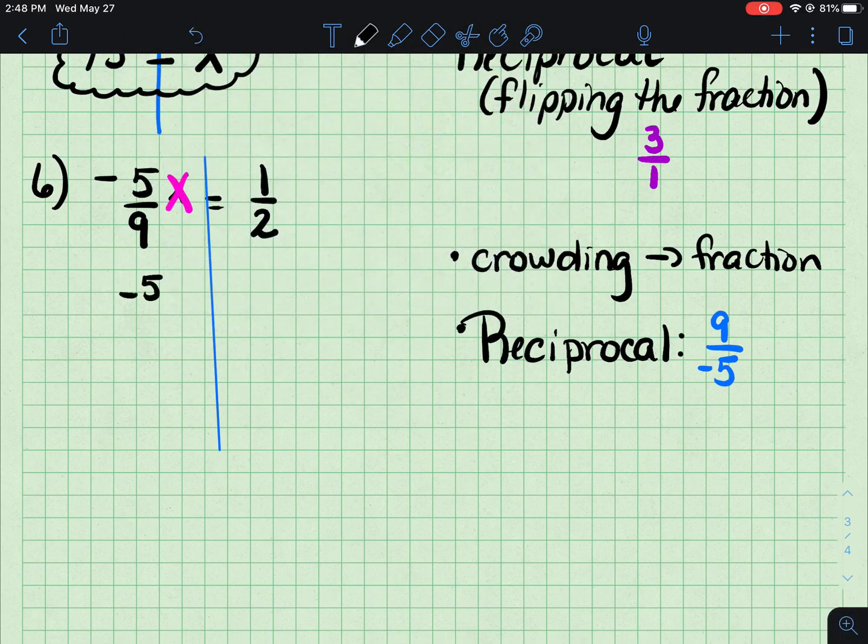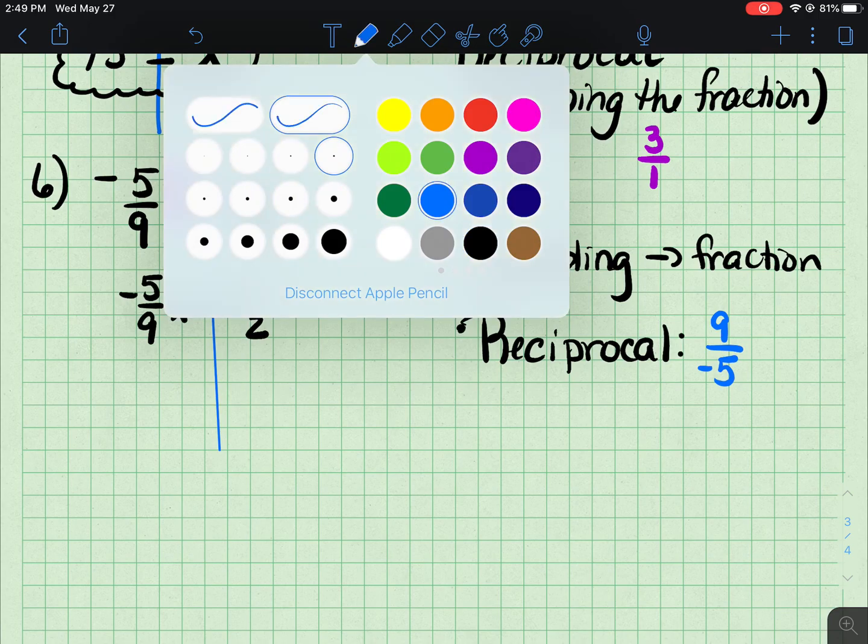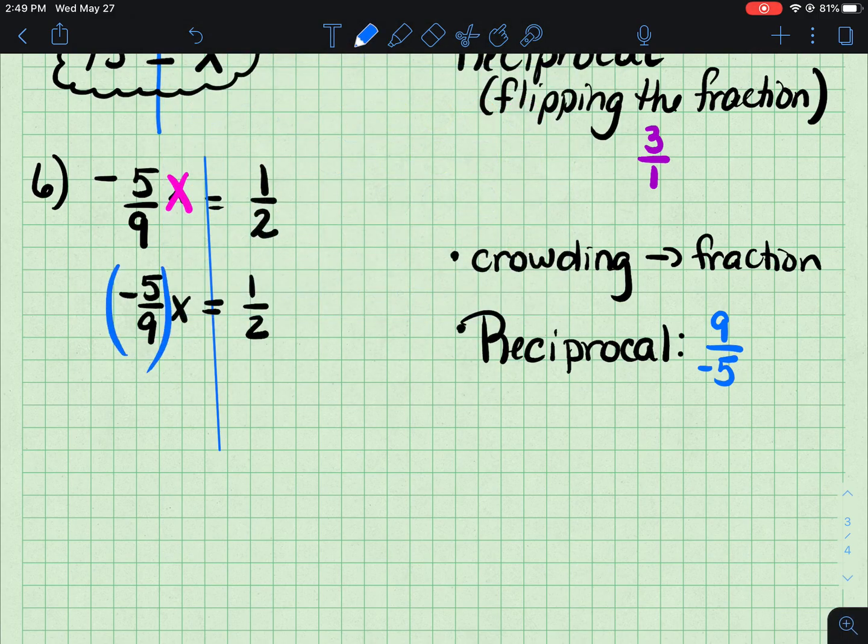So I have -5/9 x equals 1/2. And we've decided, since we have a fraction, we're going to multiply both sides by the reciprocal, 9 over -5. Now be careful. It's 9 over -5. Look at the blue. What did we bring to the 5? It's 9 over -5. So that's what has to go on the other side.